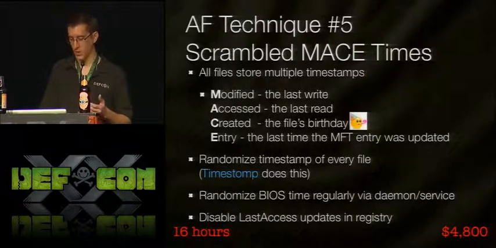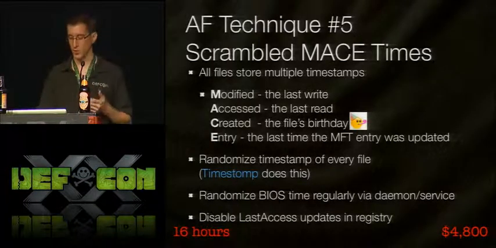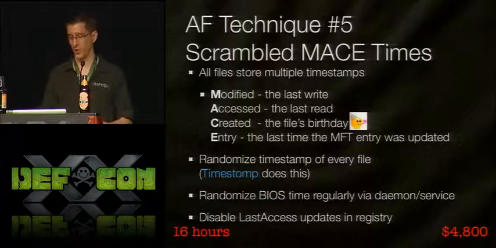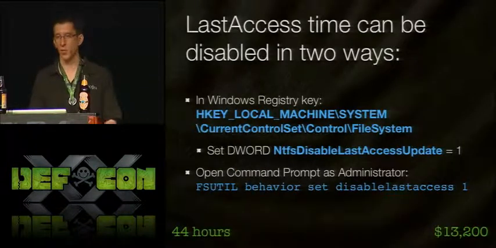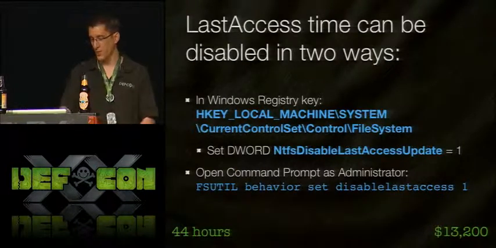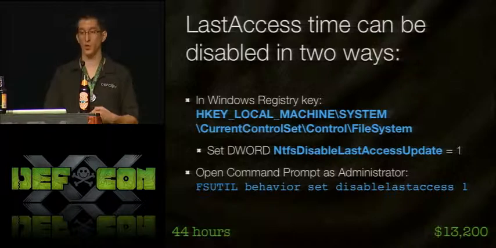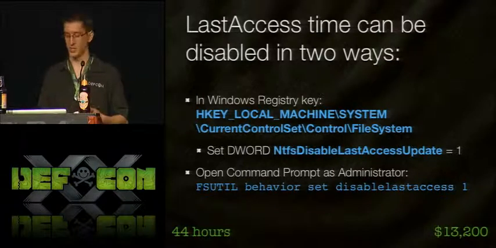And also you can disable the last access update in the Windows registry. This will prevent Windows from recording the time that the file was accessed whenever you open it or whenever you read it. You can disable the last access time in 2 ways. One of them is a registry hack. If you go to this key and you set the value of NtfsDisableLastAccessUpdate to 1, that will prevent Windows from modifying these access times.